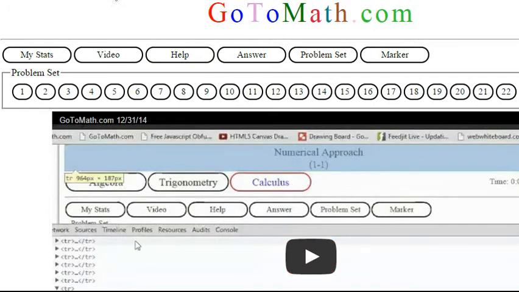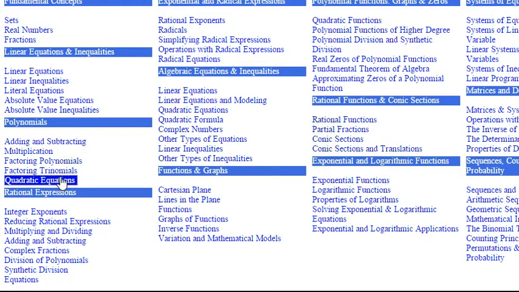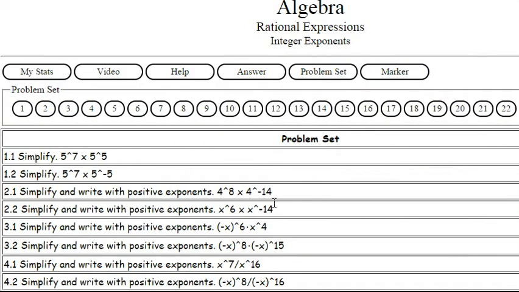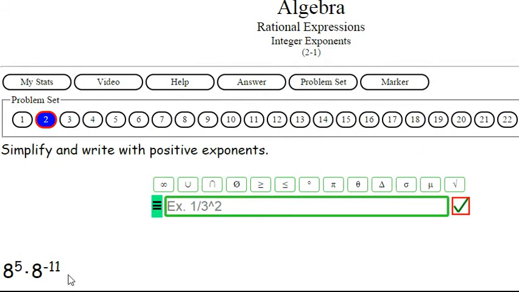Okay, we're over here at GoToMath.com. Click on the algebra. Let's go down to integer exponents and click on 2.1. Simplify and write with positive exponents. So 5 and negative 11. If I can remember that. I just pictured that in my mind, and there you go.